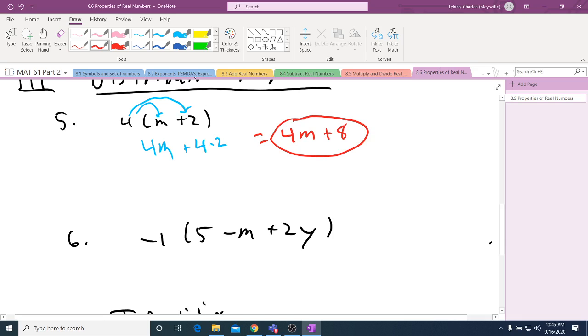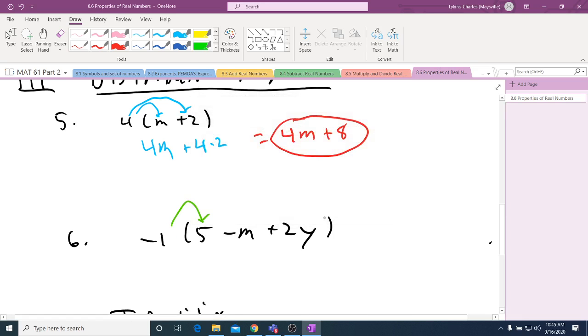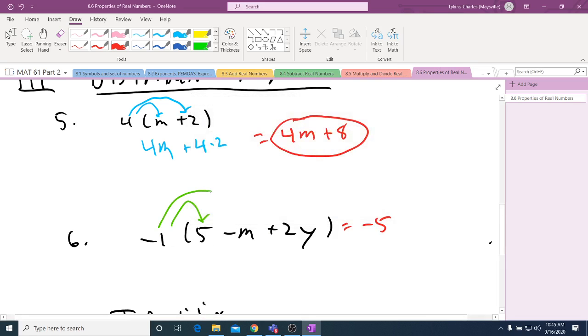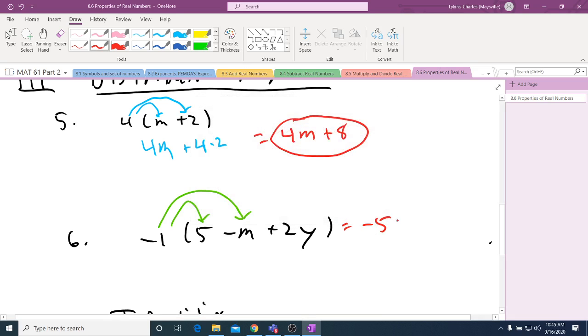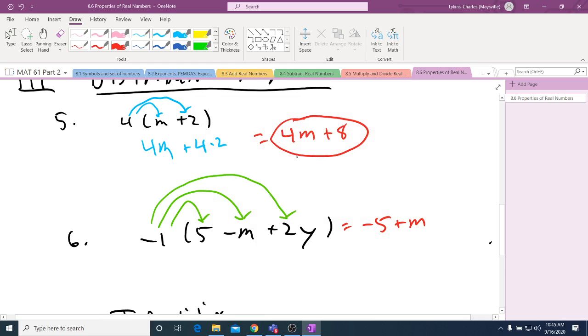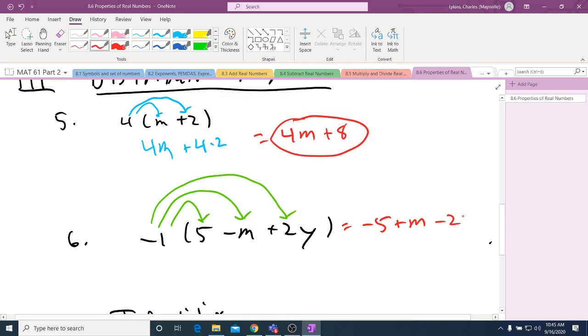Now, negative 1, and you distribute that the same way. Negative 1 times 5 is a negative 5. A negative 1 times a negative m, two negatives in this case makes a positive, plus m. And then I've got negative 1 times a positive gives me a negative, so it's negative 2y.